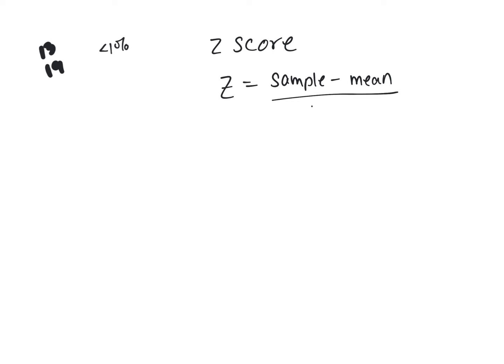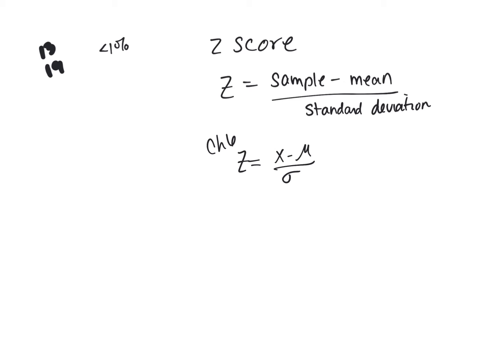Okay, let's talk a little bit about the z-score equation and how the solutions manual will change it up every time. But the general idea for the z-score is that your sample minus your mean divided by your standard deviation. Now, this is going to look different in every chapter. When we did it in chapter 6, it was x minus mu over sigma.